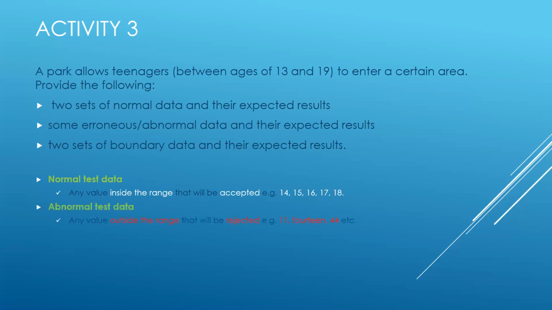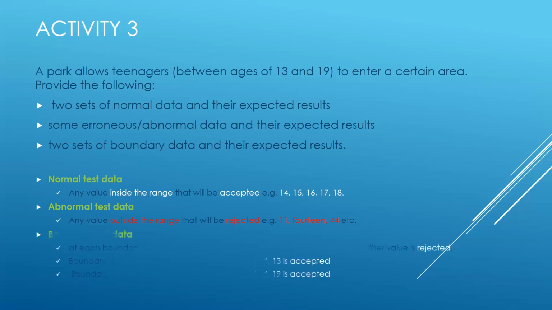The next one is abnormal. Again, a lot of answers can be written by different students, so only a few examples are mentioned here. Some could have 11 in this category. 11 is an abnormal value because it is not allowable; it will not be allowed by the park management. If a child is 11 years old, he will not be allowed to enter that area because he is not in the category of a teenager. Similarly, 14 or 44, all these are abnormal values that should be rejected.